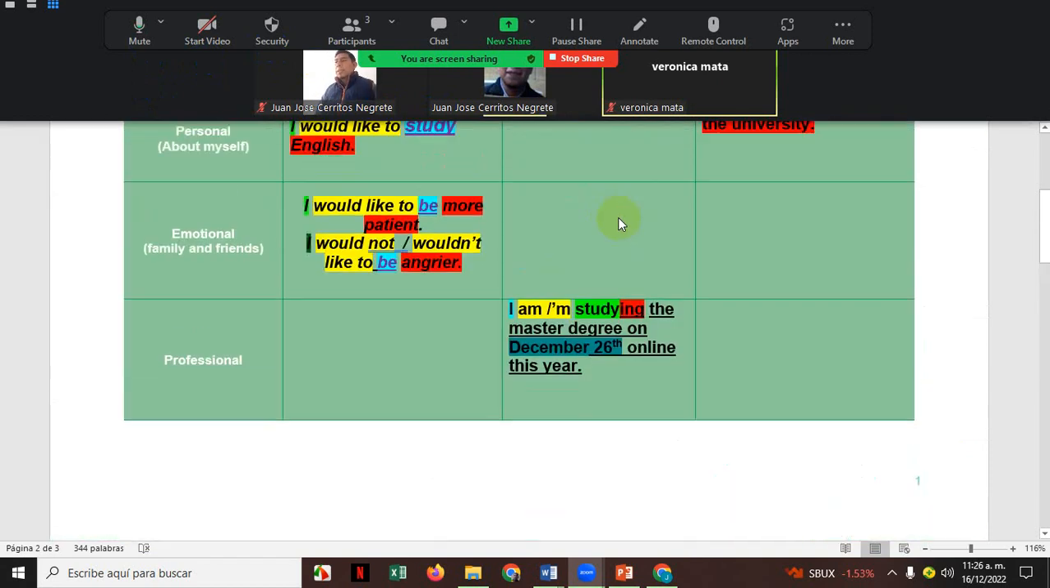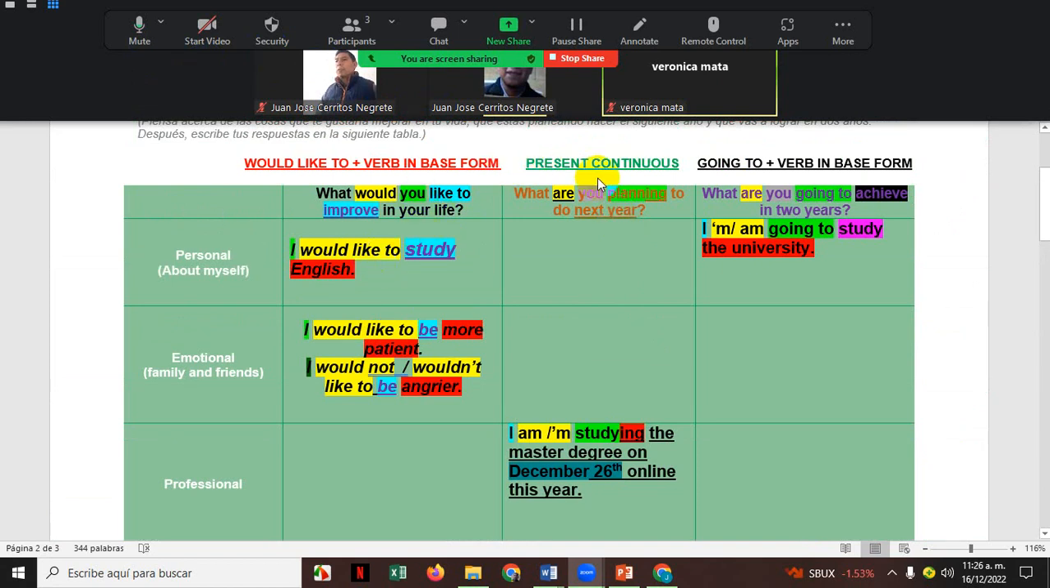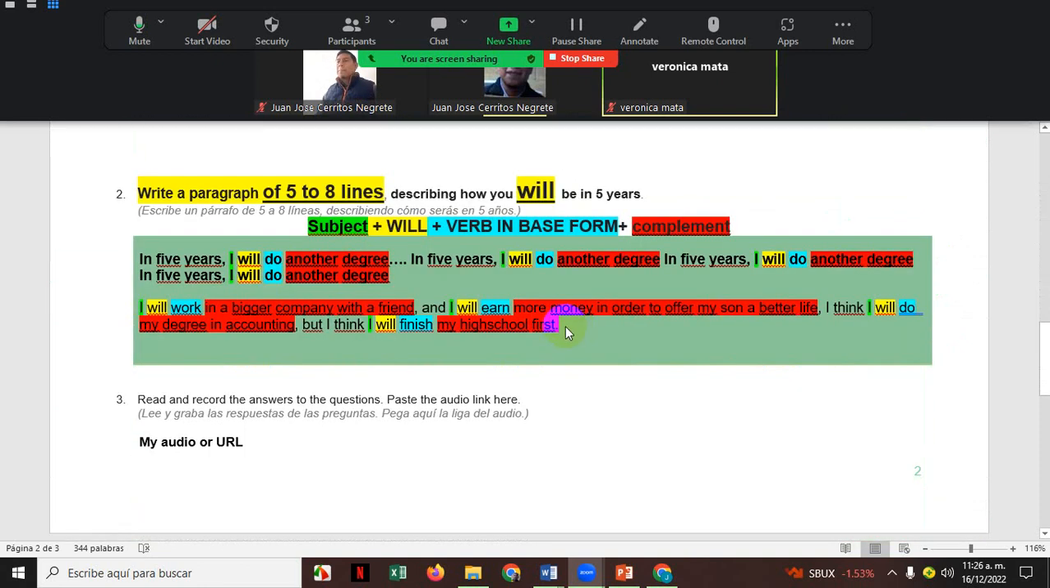Dijimos que tenemos tres futuros: el would like to, present continuous y going to. Y el cuarto sería el will, para trabajar en el párrafo que tenemos aquí. Escribe un párrafo de 5 o 8 líneas describiendo cómo serán en 5 años. How you will be in 5 years.